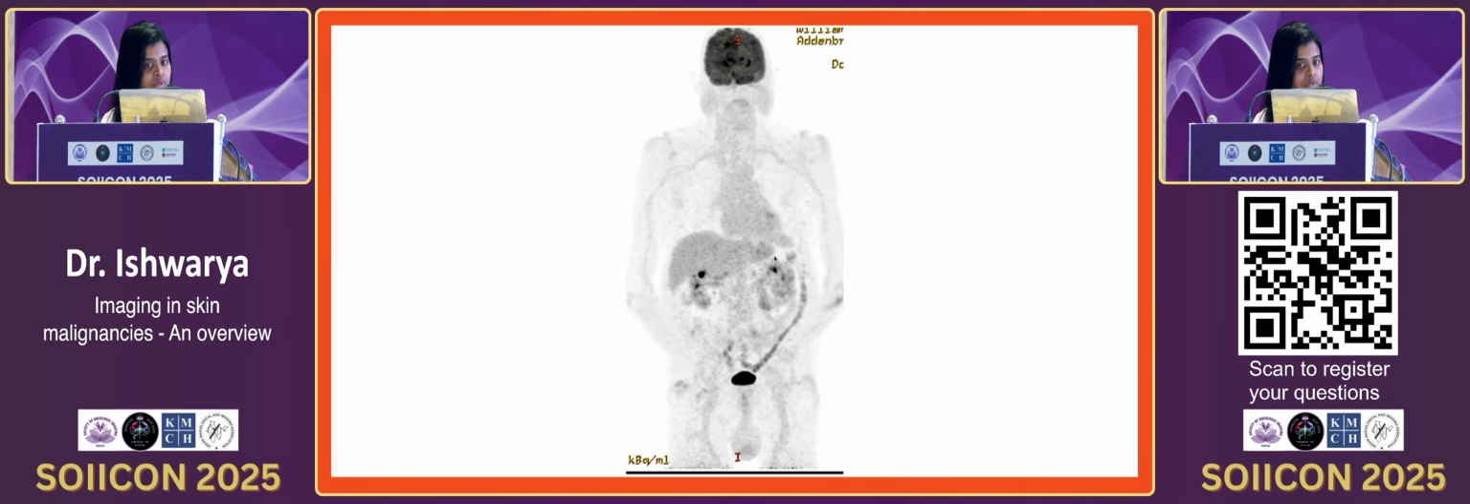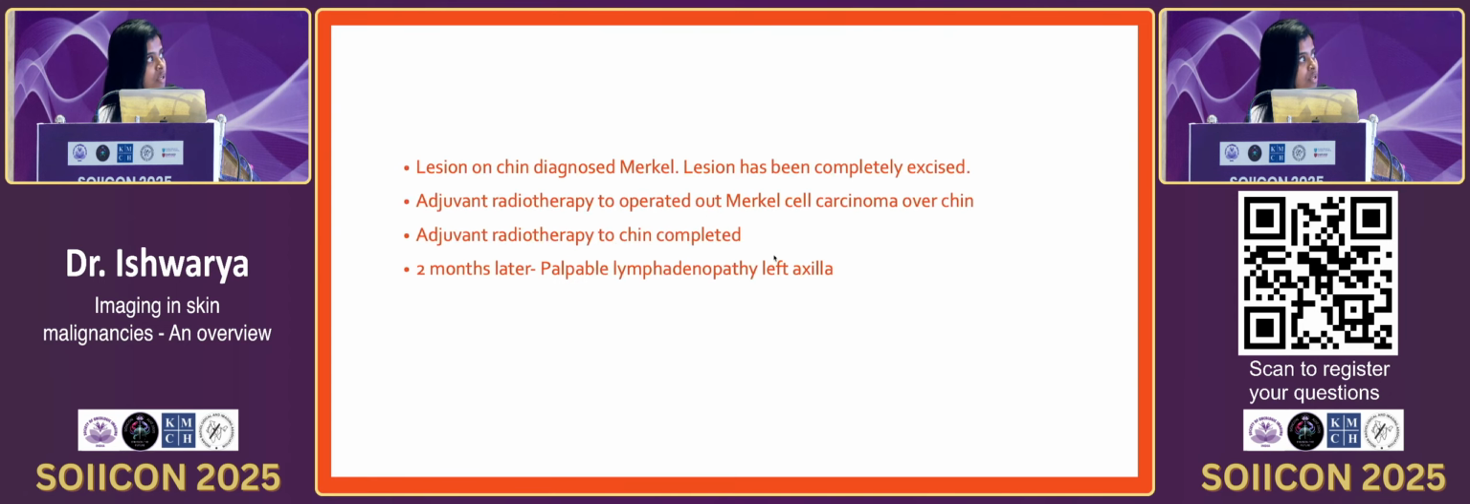And so what we do next is we do a PET CT, and we say, okay, so there's no other avid sites, so most likely it's a primary Merkel cell tumor. So the patient undergoes a complete excision of the tumor, and the patient also has an adjuvant radiotherapy. And because it is a very aggressive tumor, even after all the treatment, 2 months later, the patient presents with palpable lymphadenopathy in the left axilla.